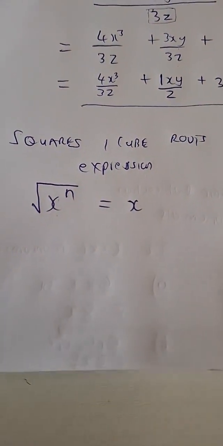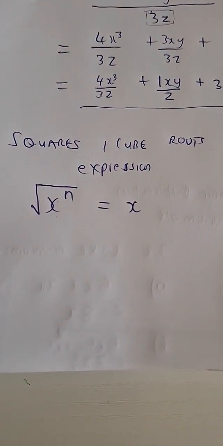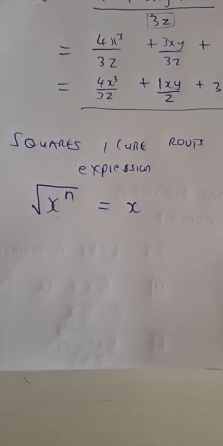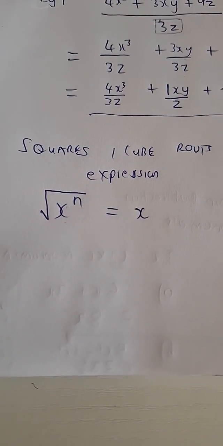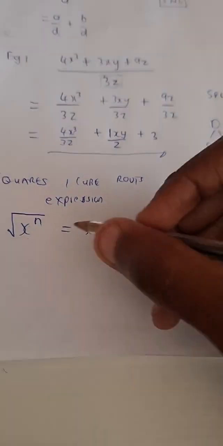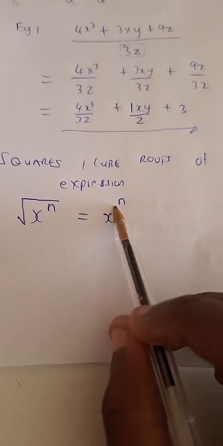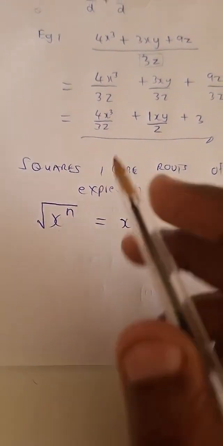Rather than have a speech, Khomza says n over 2. Very good. Kiyu says n over 2. Good girl. X to the power 1 over 2n. N over 2. Guys, this is the one. N, very true. Removing the square root.